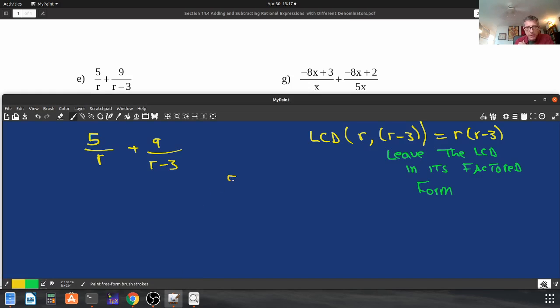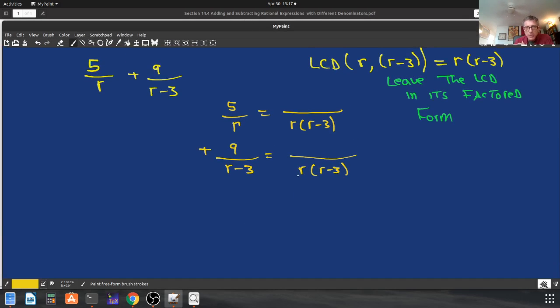So I have to do 5 over r plus 9 over r minus 3. Well, my LCD is r times r minus 3. So r times r minus 3 divided by r minus 3, and if you want to put those in parentheses so you realize it's a factor, that's fine, is r. And r times 9 is 9r.